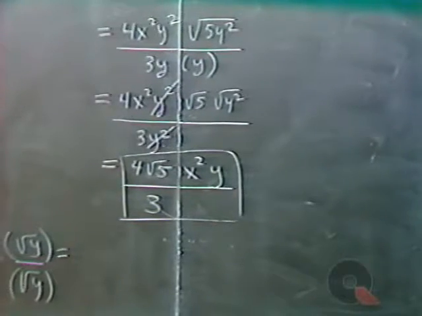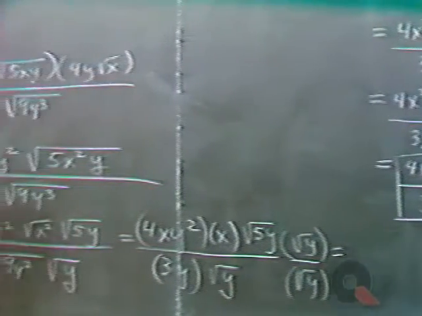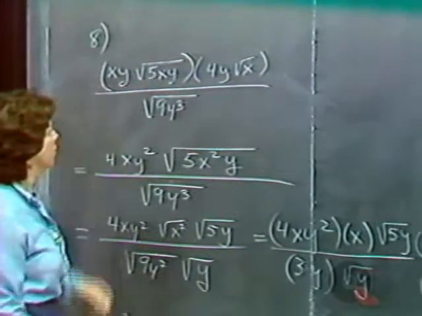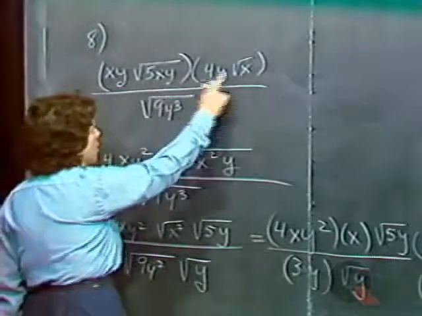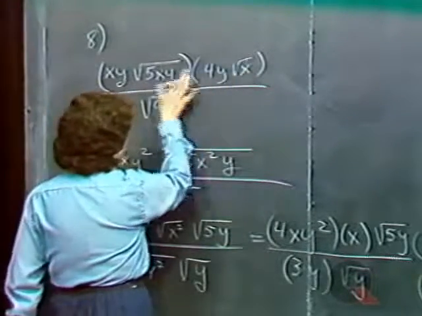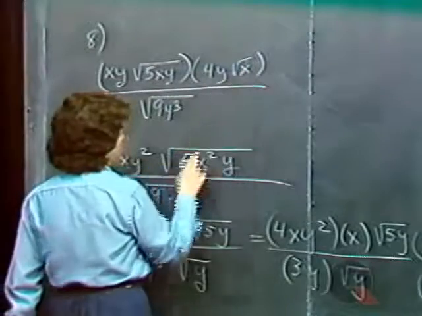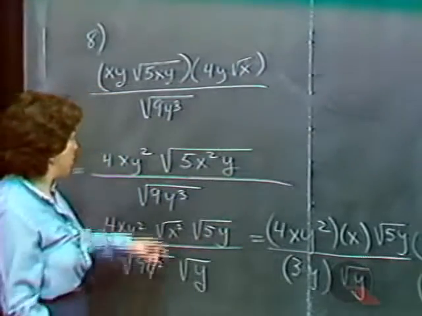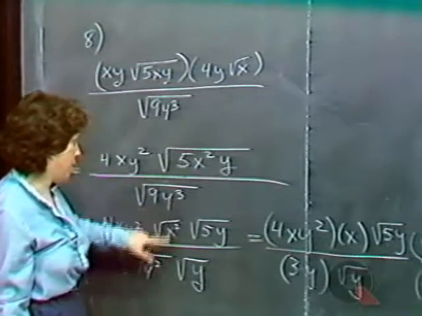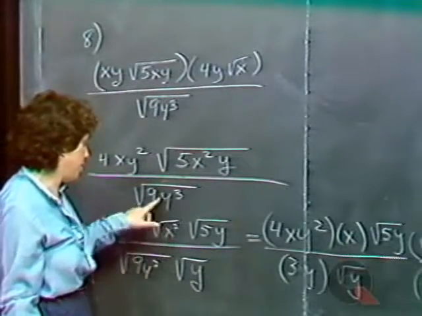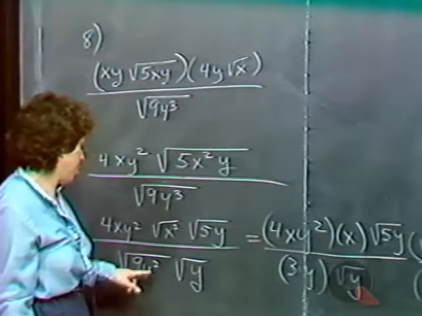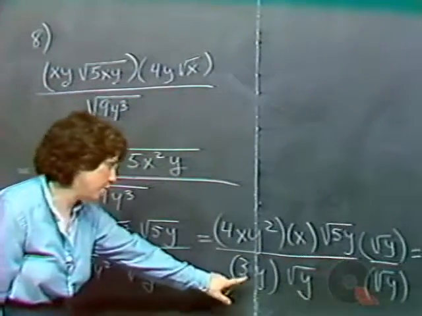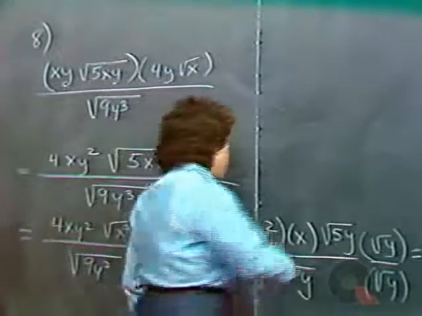Let's go over the problem from the beginning. We wanted to express this in simplest radical form. The first thing we did was to multiply these two radicals together. The square root of a times the square root of b is the square root of ab. Then we looked for perfect square factors in the numerator and the denominator. We pulled out the square root of x squared here and the square root of 9y squared here. Square root of x squared was just x. The square root of 9y squared was 3y. So that got us to this point.